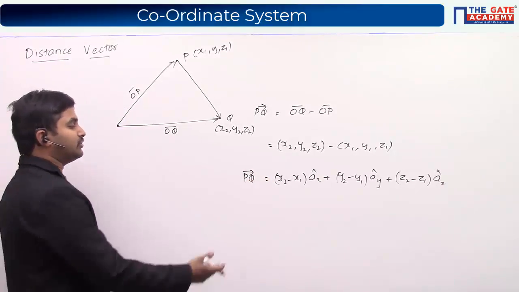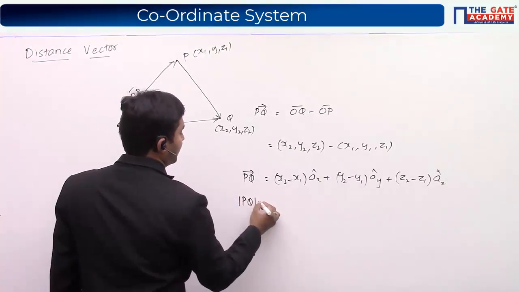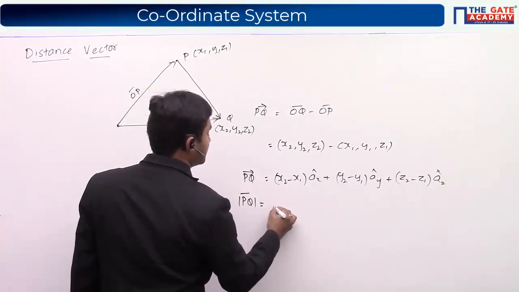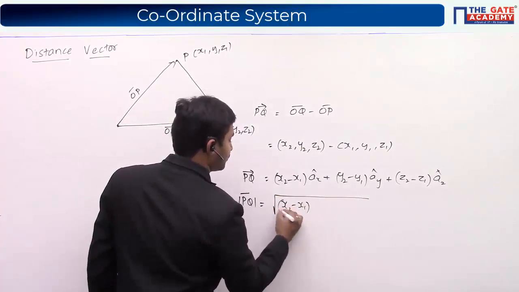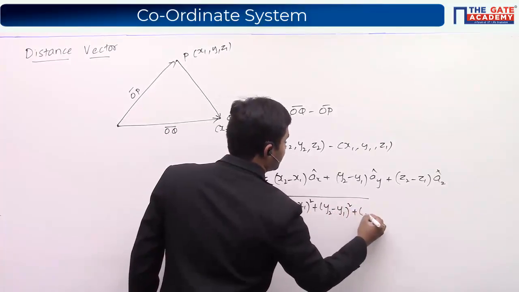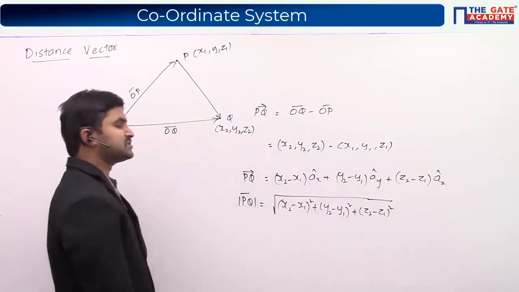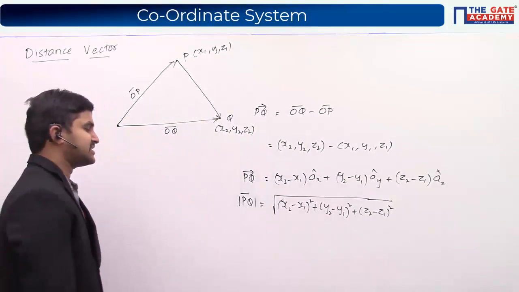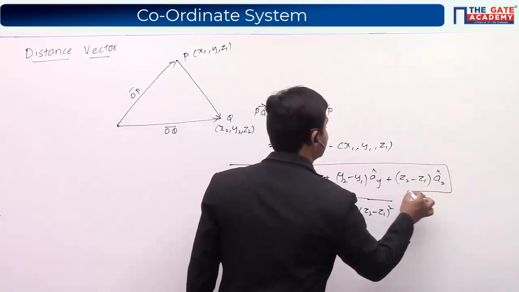And if you want the magnitude of it, the magnitude of this particular PQ bar is given by under root of x2 minus x1 whole square plus y2 minus y1 whole square plus z2 minus z1 whole square. So this is what we are calling a distance, and PQ bar is nothing but the distance vector.